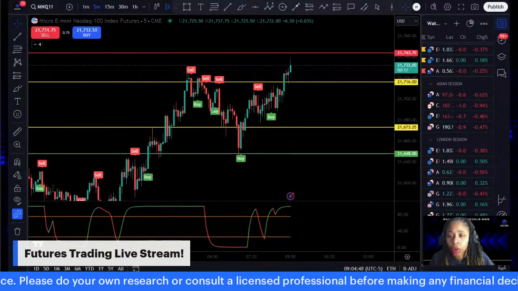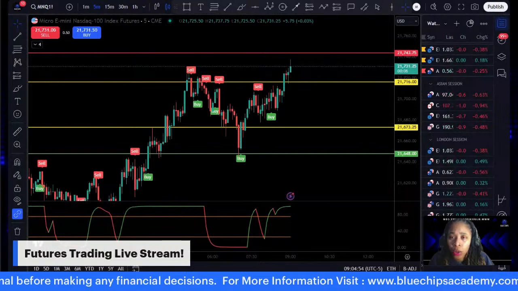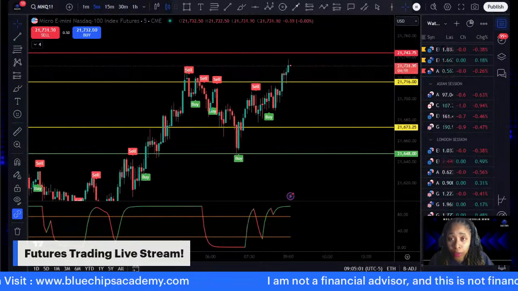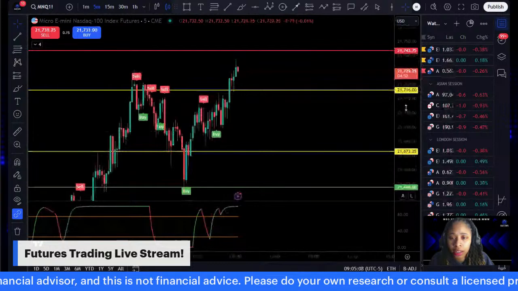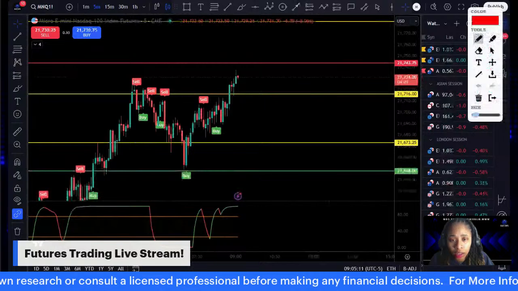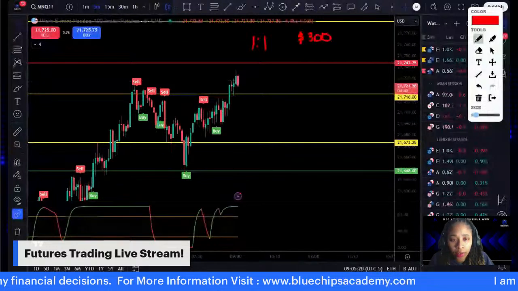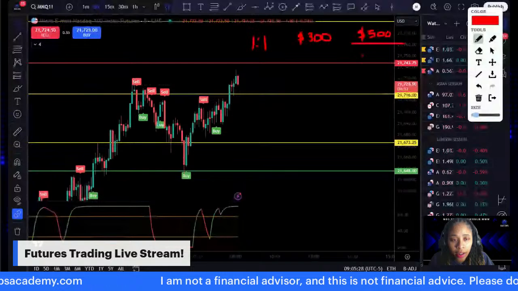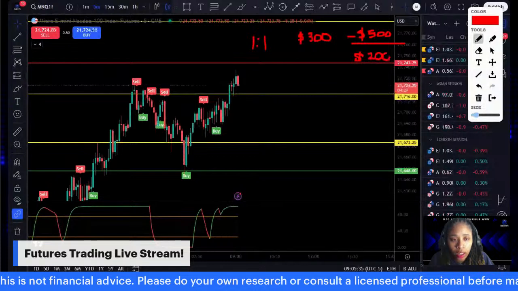So what we're going to look at here is some possible risk management setups. We want to always make sure that we're at a 1-to-1 ratio or 1-to-2, which is actually preferred, but minimum 1-to-1. A 1-to-1 ratio means that if I'm risking $300, then I'm set to gain $300 as well. I should not be risking $500 to gain $200, because now my risk is higher than my possible reward. So that's the risk ratio there.